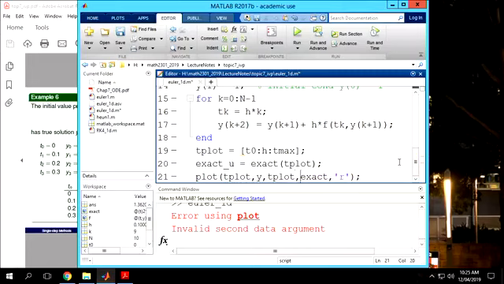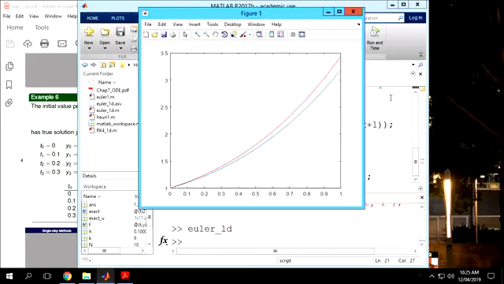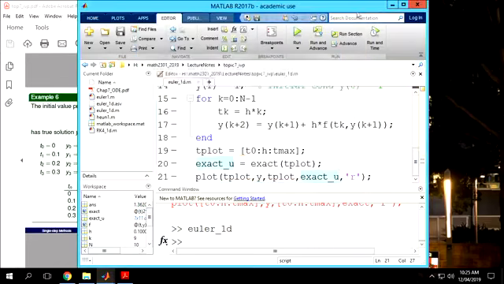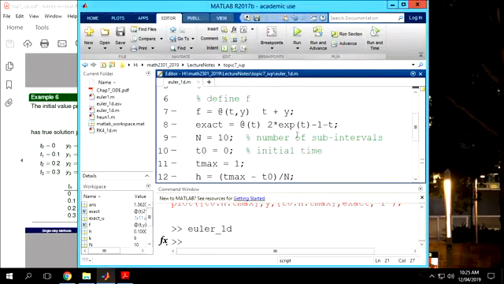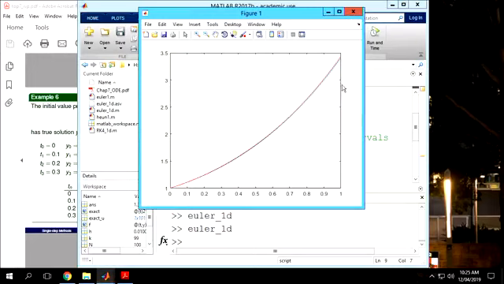Sorry about the confusion, but anyway, now what you have is, your blue curve is the Euler method solution. The red curve is the exact solution. And you can increase the number of subintervals. If you increase the number of subintervals, then you see that the two curves are very close to each other. So that is the idea.